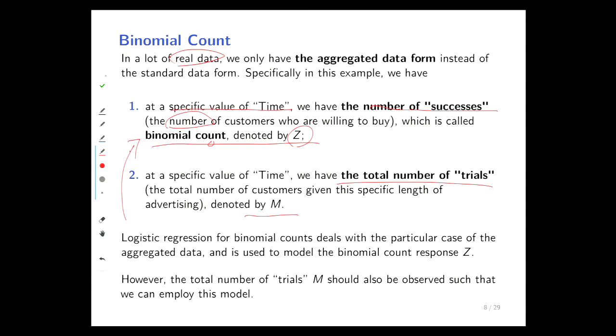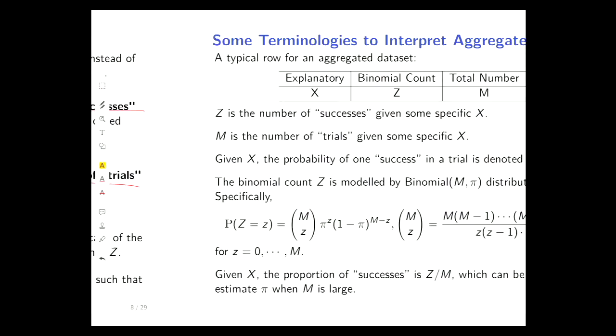But you will find that even if we try to predict this number, we still need the number of the total trials. That means the number of the total customers given this specific length of the advertising. So we actually need some extra information. If we do not have this information, we cannot use this binomial count model. So that's the feature for this binomial count model, and we will discuss it more.